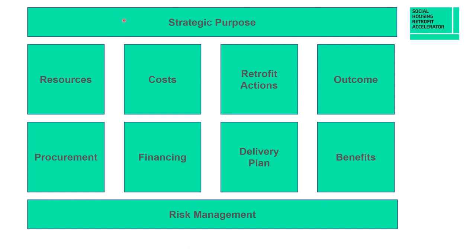So for example, the strategic purpose. This is the alignment between the project and the organization's strategy. For example, we will be a net zero carbon emission organisation by 2050. This project is a step to net zero housing stock.